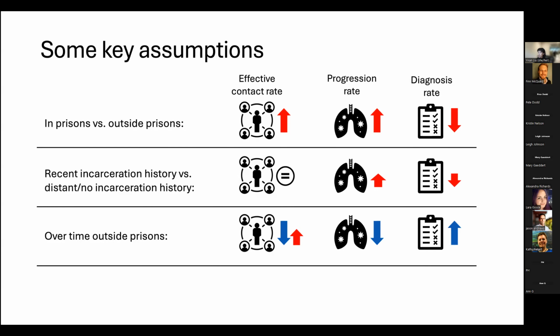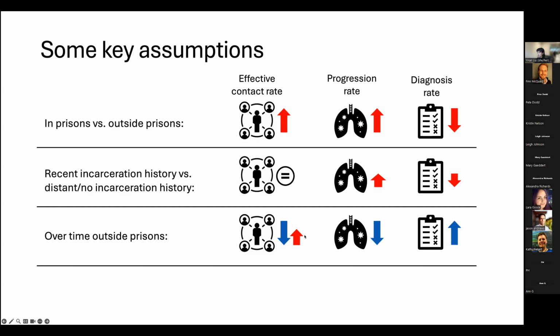Okay, and then, I already mentioned that we had changes over time in parameters in order to fit to changes over time that we saw in the data. So the way that we achieved this was outside prisons. In most countries, we saw a decline in TB burden over the last 30 years outside prisons, or in the general population rather. And so in order to achieve that, we assumed that the effective contact rate and progression rate decreased over time, and the diagnosis rate increased over time.